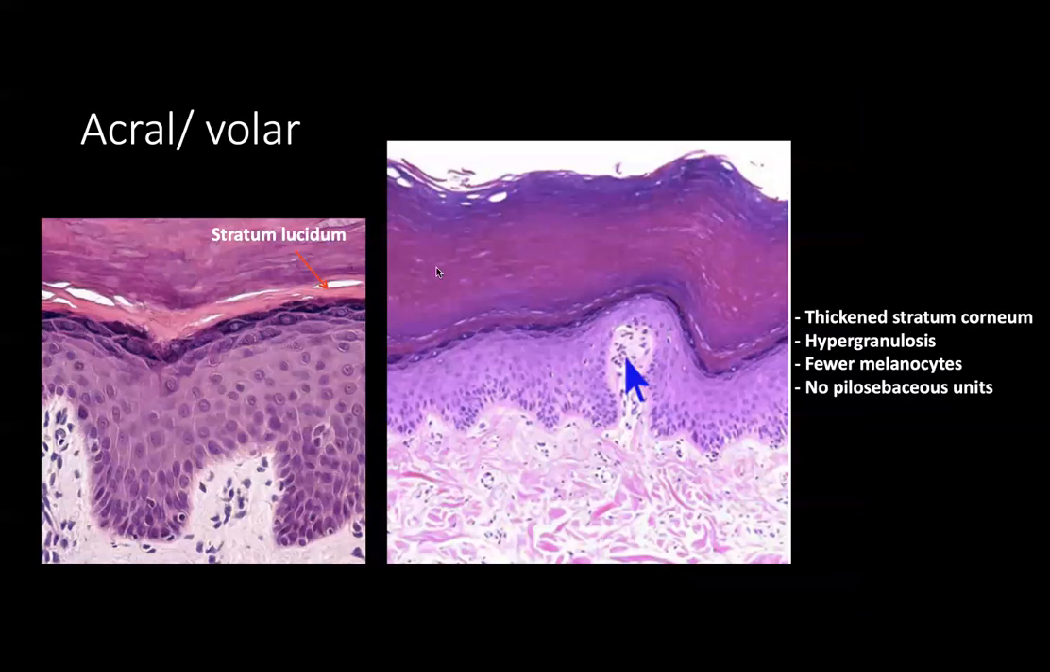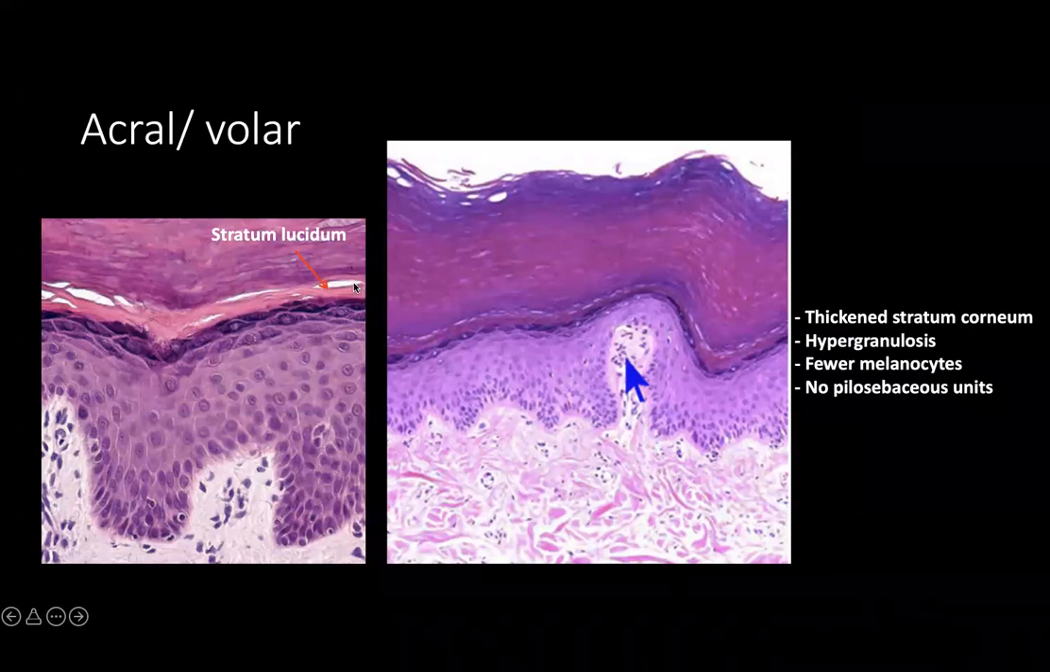Acral skin or volar skin, you have a thick hyperorthokeratosis. This would be the palms and the soles, for example. So you think about that thick skin on your palms and soles, it's got to deal with a lot of mechanical stimulation throughout life. So thick stratum corneum here.